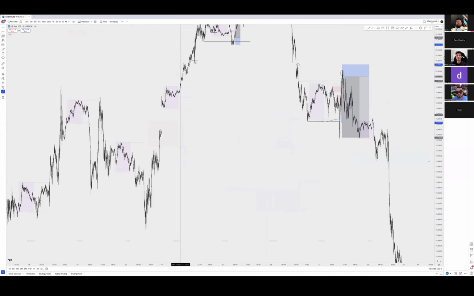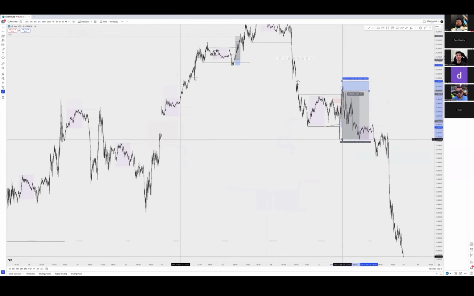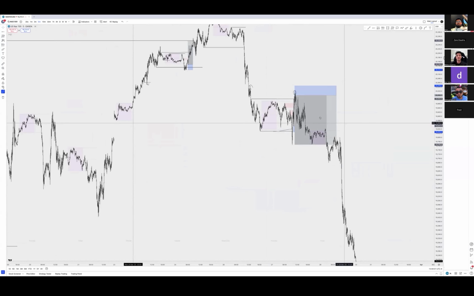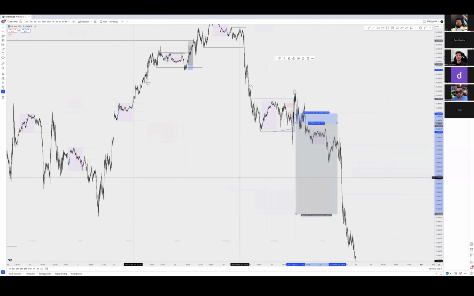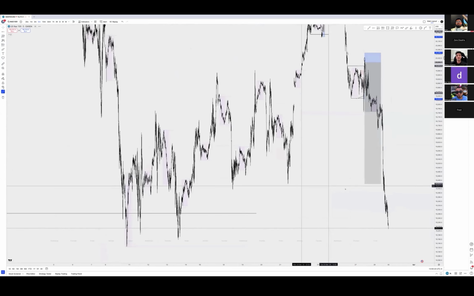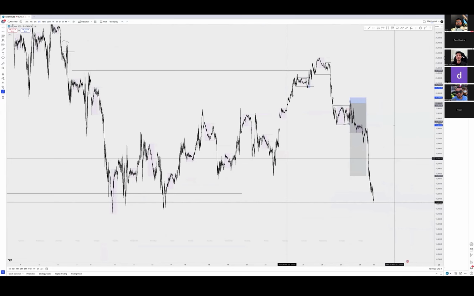Target wise, I would be taking partials here. If people get confused about targets, I always mention taking partials at structural highs and lows. You got your structural low over here. It gives you a nice 1 to 5. And then you got this as well, and you got this as well. Oh, I just took the whole thing with me. Then you got these lows as well, right? Pretty nice move, honestly.